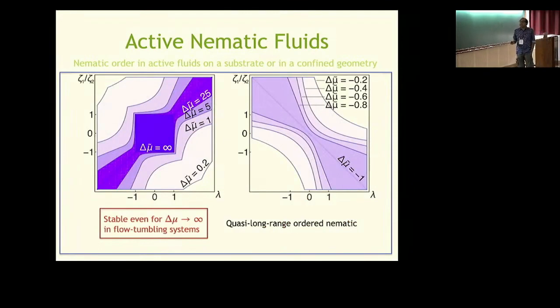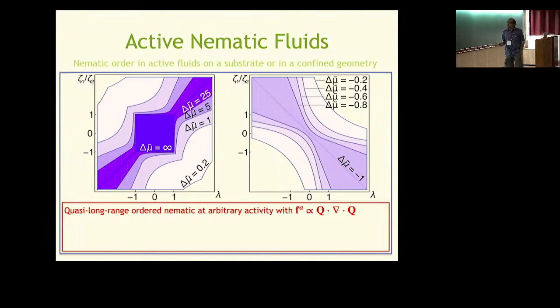What that means is that if I crank up activity, I still have a quasi-long range ordered nematic phase, but the relaxation rate increases because the effective elasticity of the phase increases. So you can have a quasi-long range ordered nematic at arbitrary activity, which becomes more and more stable as you crank up activity. And this is a sort of deep cut, but at large scales, Q div Q actually dominates over div Q. If Q div Q exists, it should be more important than div Q at large scales.